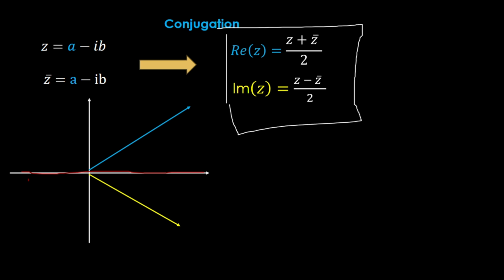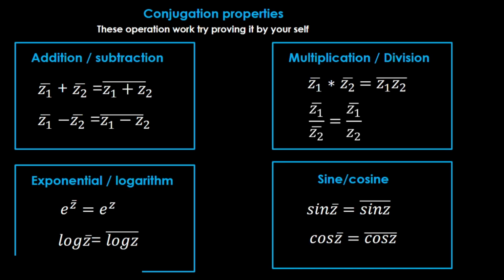Okay, let's then move to a brief recap about conjugation. The conjugation properties, this is how the operations work. Try proving it by yourself. In addition, you have the conjugate of z1 plus z2 is equal to z1 bar plus z2 bar. And in subtraction, you have the conjugate of z1 minus z2 is equal to z1 bar minus z2 bar. Those are the basic principles.